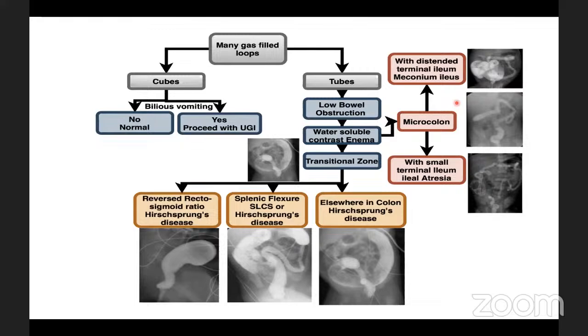Then there is also to differentiate whether the ileum is distended or not. If with this contrast, the colon is visualized and somehow the contrast goes and distends the distal ileum, it means that there is meconium ileus. However, if the colon is visualized and the ileum is small, that predicts that there might be underlying ileal atresia.